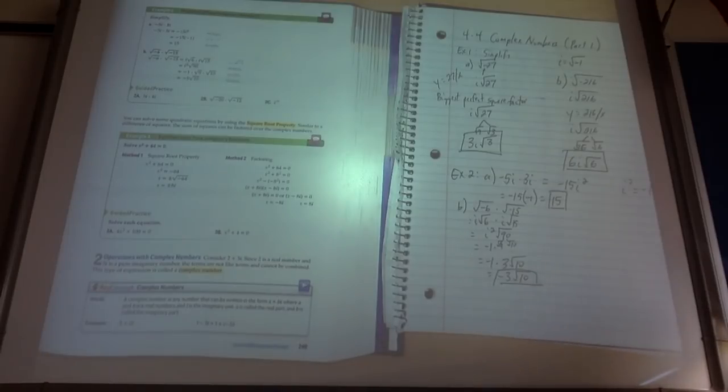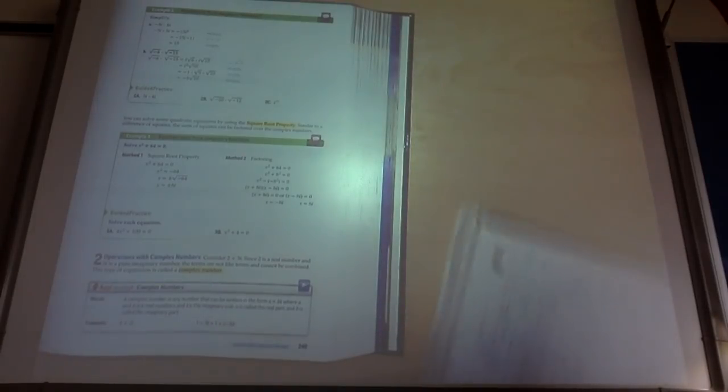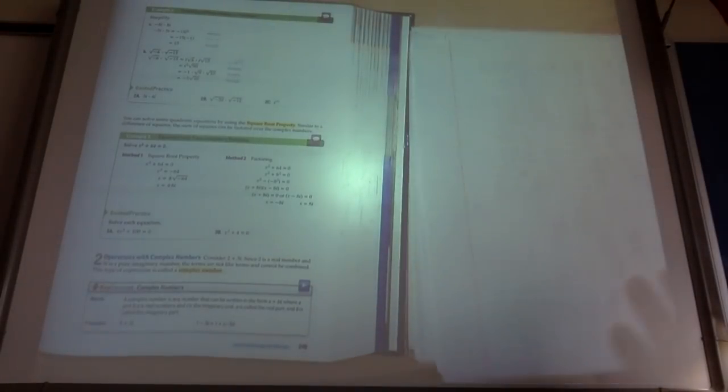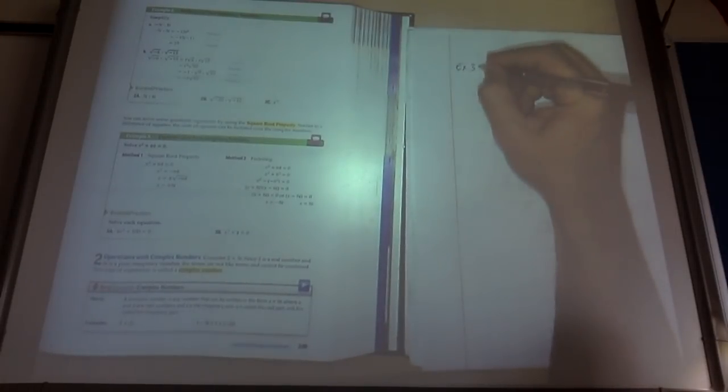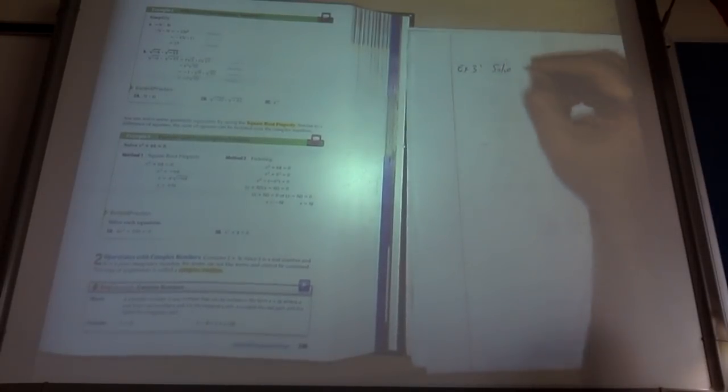Not bad. All right, so how does this work for solving quadratics? So we're going to jump to example 3, and this will be the end of part 1 notes. I'm right in the middle of page 249. All right, example 3 says to solve this, x squared plus 64 equals 0.